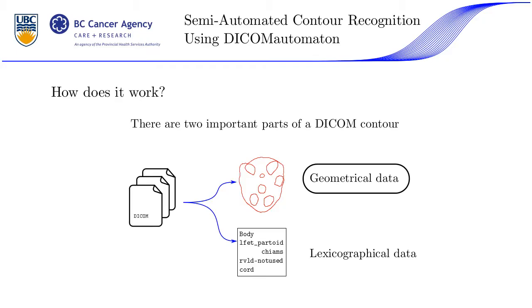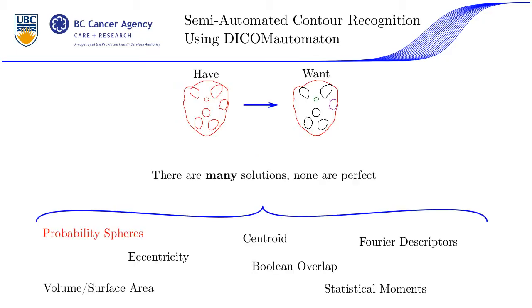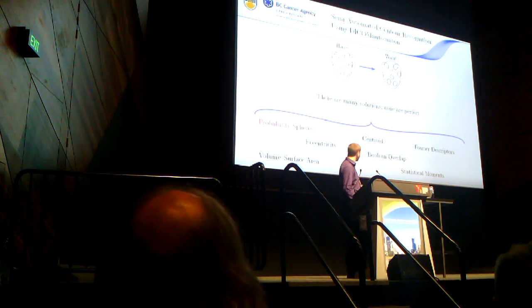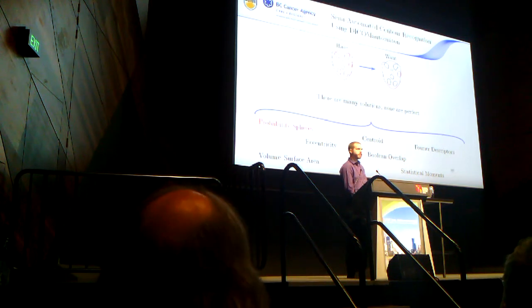Well, there are two main parts of a DICOM contour. The first part we'll talk about is geometrical. What we have is undifferentiated Swiss cheese, and what we want is some nicely recognizable labels. There are lots of solutions for this. We'll talk about probability spheres because it's very easy to think about.